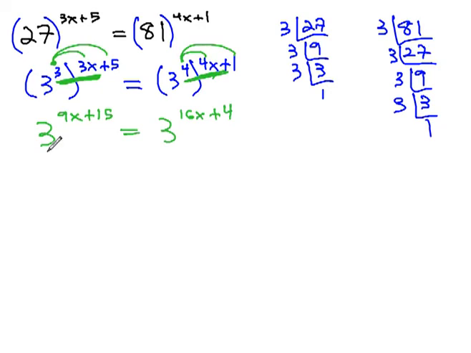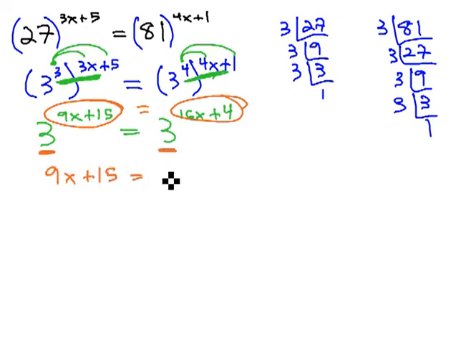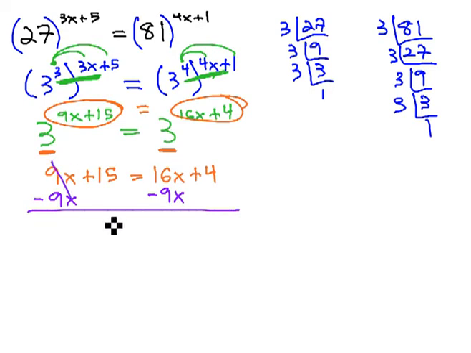When we do this, you notice we have the same base on both sides. So the exponents must also be equal. 9x plus 15 must equal 16x plus 4. We can solve by moving the x's to one side. Subtracting 9x gives us 15 equals 5x plus 4.